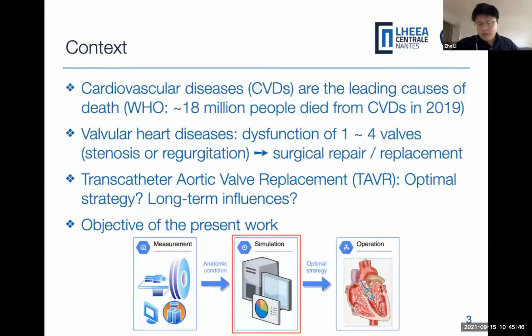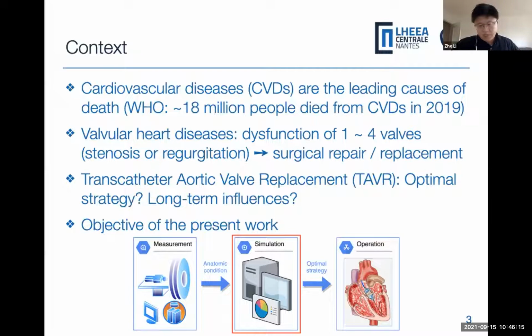Although these techniques have been allowed for use for more than 10 years, in fact, for the surgeon, it is not always very clear how to find the optimal operation strategy. In addition, the long-term influences on the patients are still not very clear.